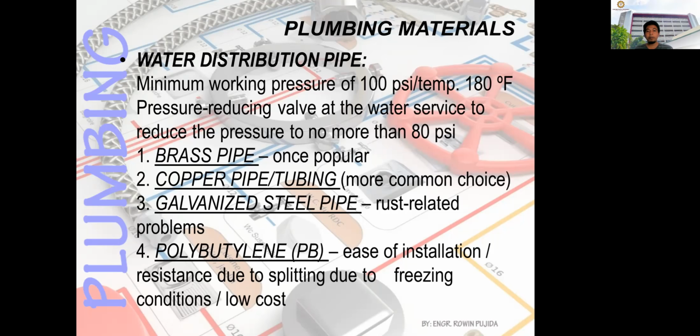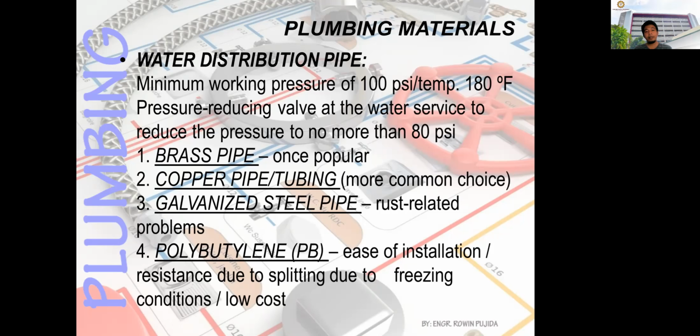Next, you have the copper pipe or tubing. So more common choice, but I didn't experience this when I have some of my project. And then number 3, this is the most commonly used pipe, that is the galvanized steel pipes. But the problem for this pipe is the rust.